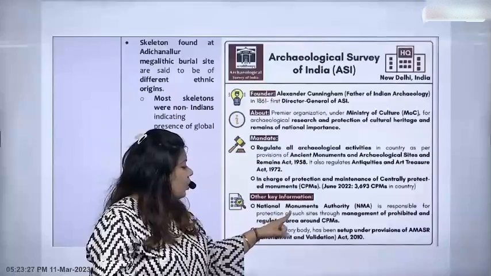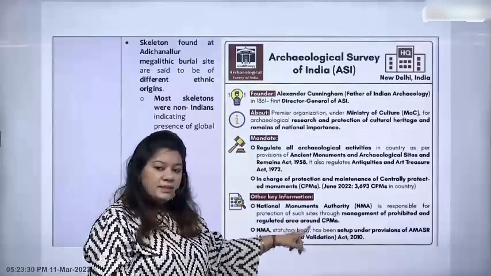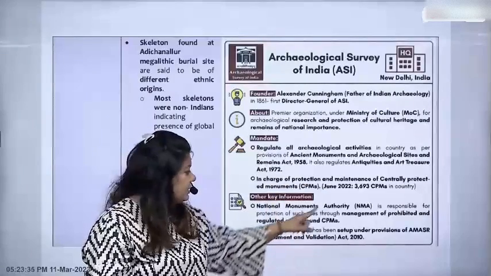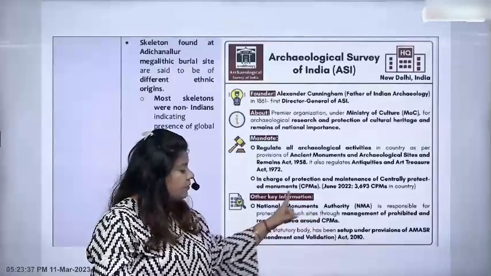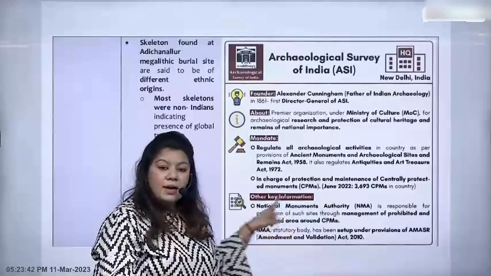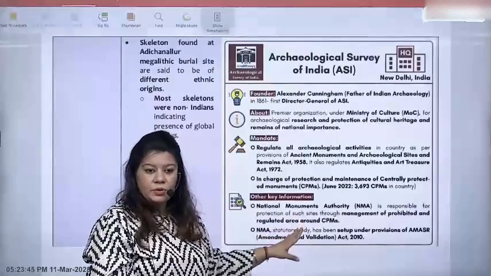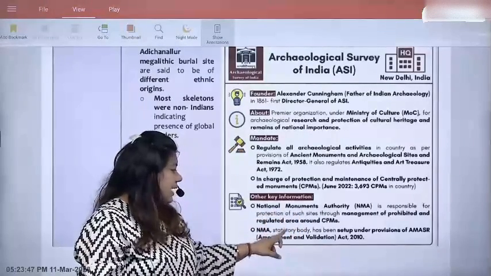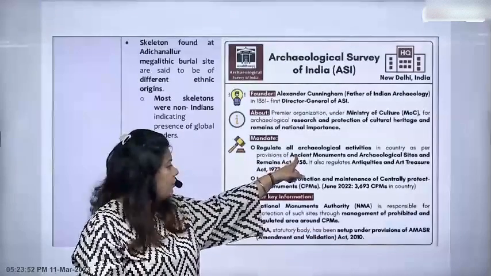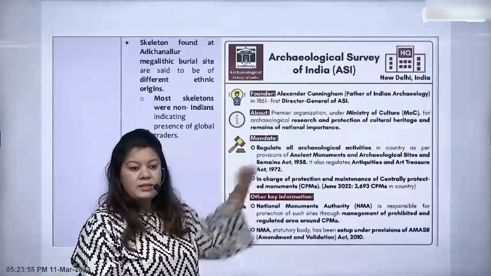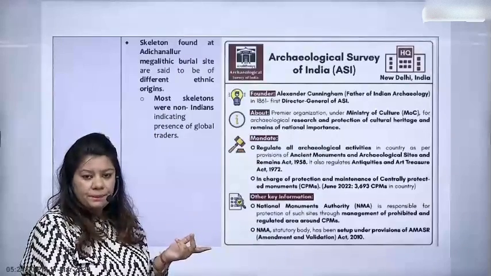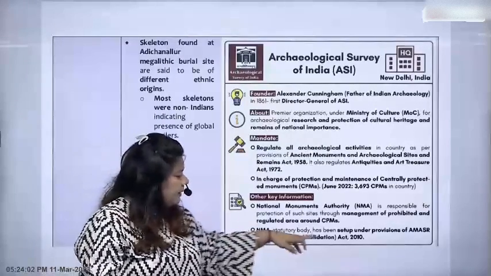One is National Monuments Authority, right? What does it do? Now this is directly dealing with the centrally protected monuments. So it is responsible for the protection of sites through management of prohibited and regulated areas around the centrally protected monuments, right? Now this is again a statutory body set up under the provisions of this Act, 1958 Act. ठीक है, question आ जाएगा, National Monument Authority is set up under, right? So it's set up under this act.